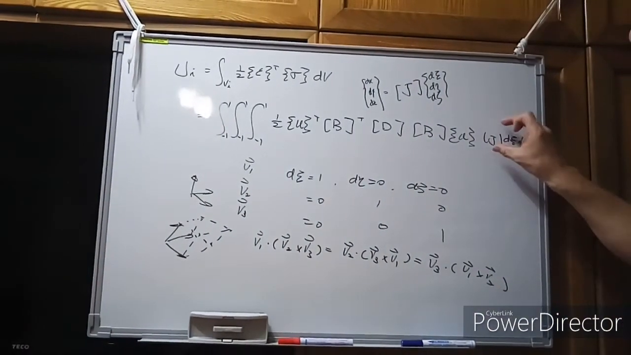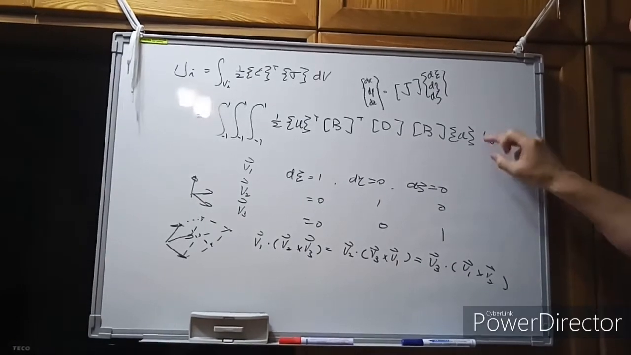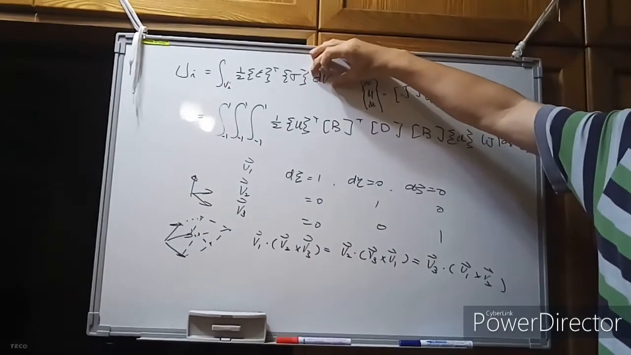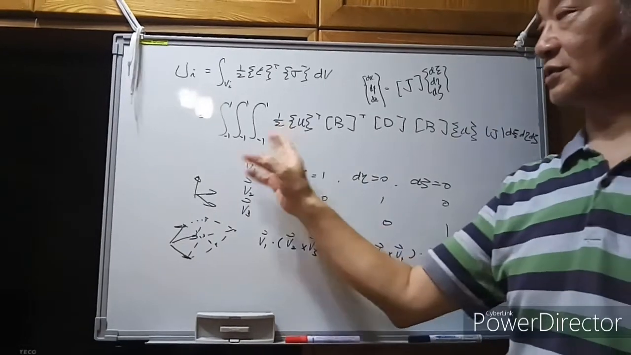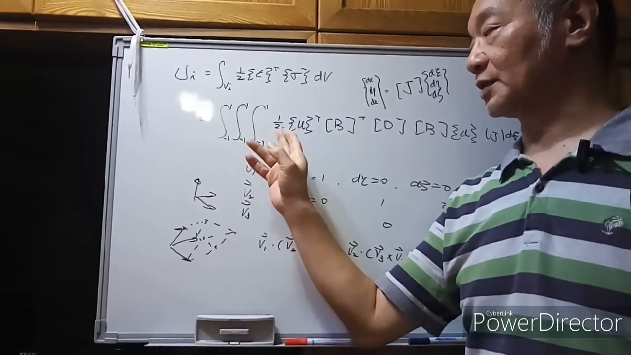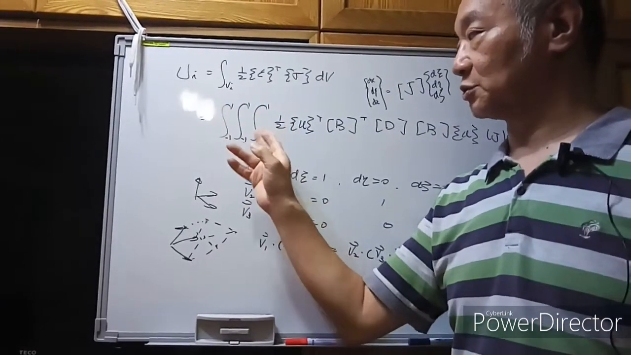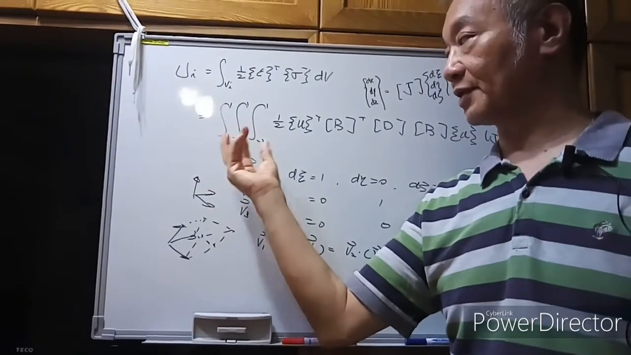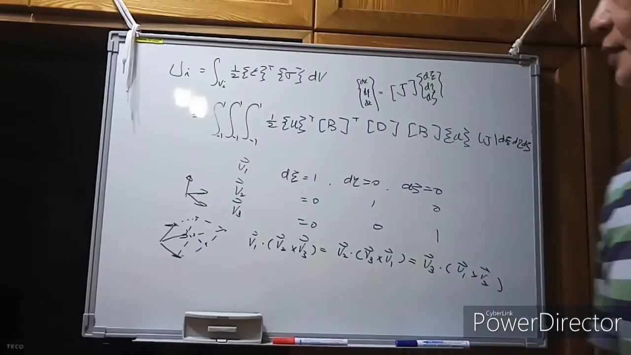So the Jacobian multiplied by d xi, d eta, and d zeta is the d volume in the real element. And in the master element, all of xi, eta, and zeta always change from negative 1 to positive 1. So it means that we need to integrate these three parameters from negative 1 to positive 1.